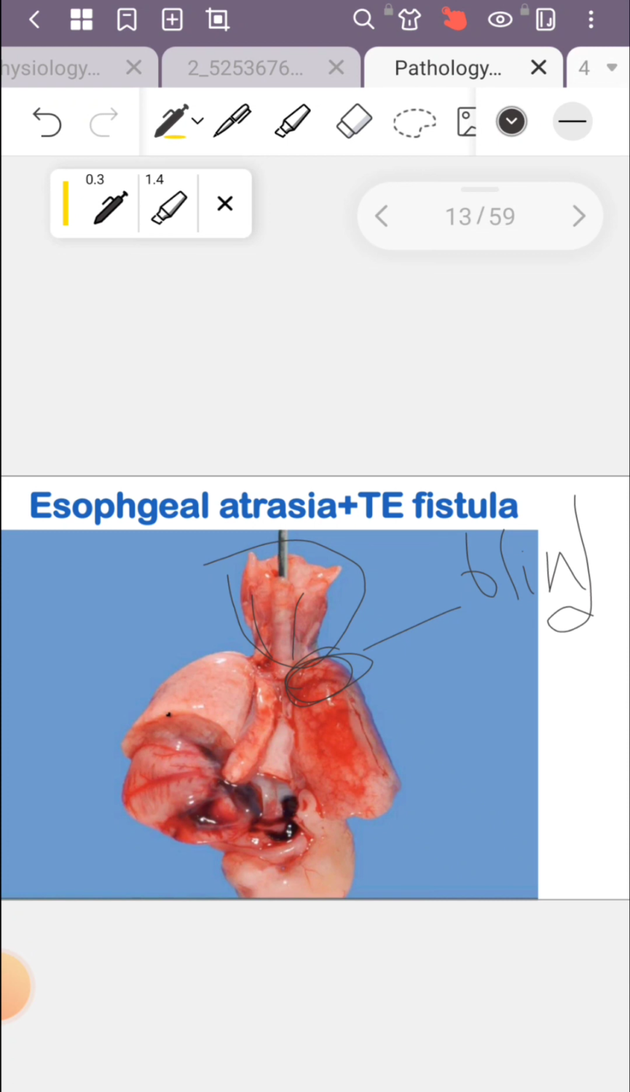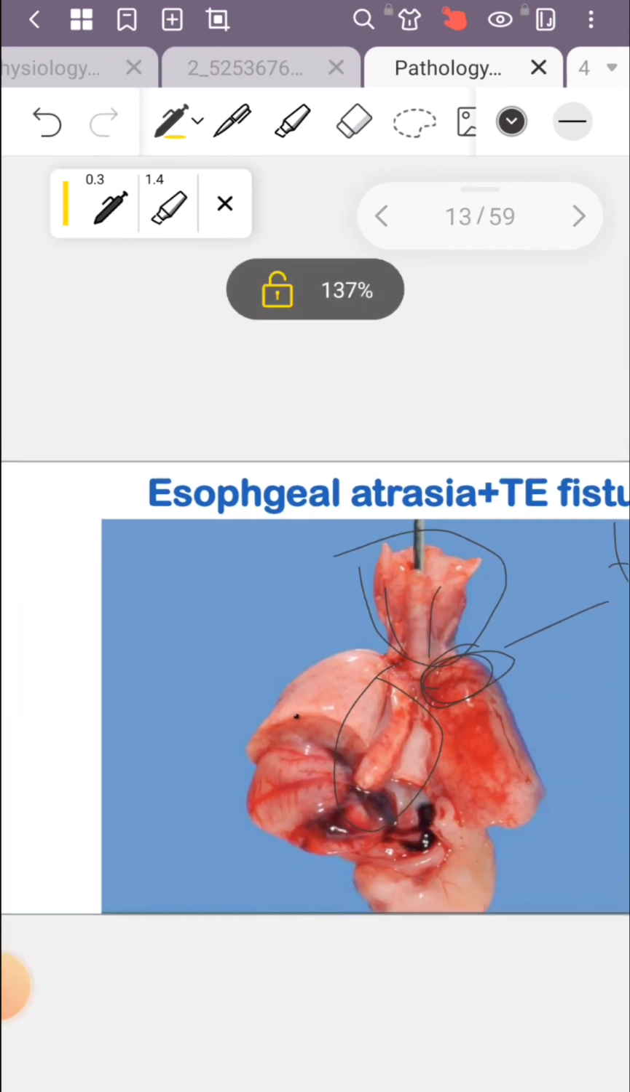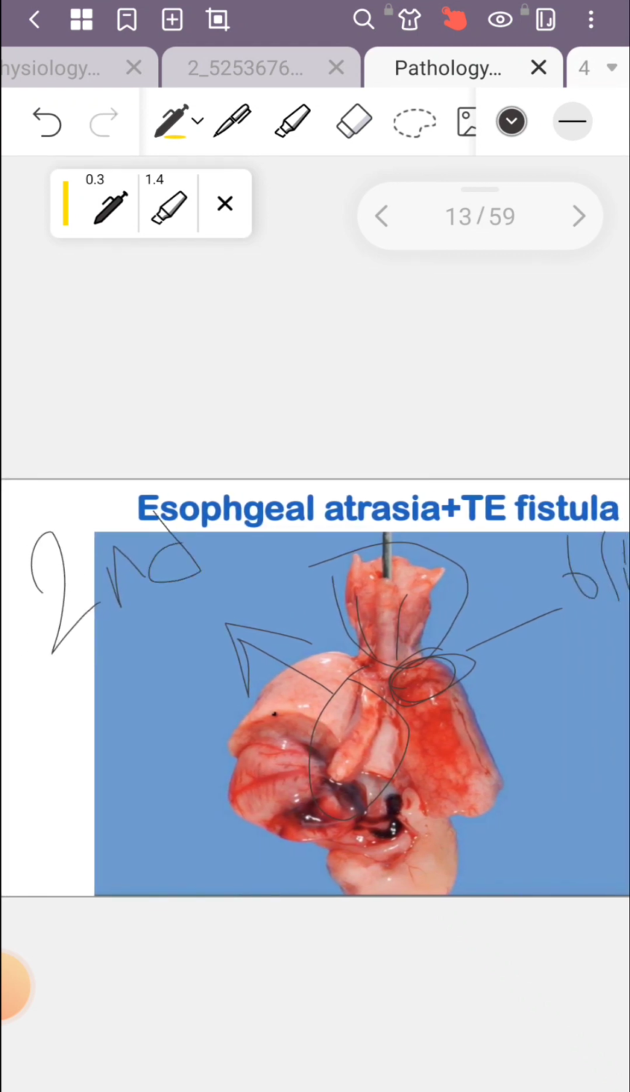And where is the second part? This second part is connected to the trachea. This is the trachea, beside the esophagus. The second segment, the lower part, is connected to the trachea. This is a tracheoesophageal fistula.